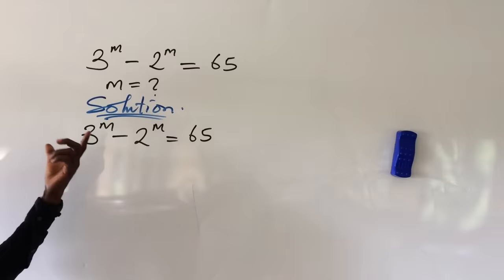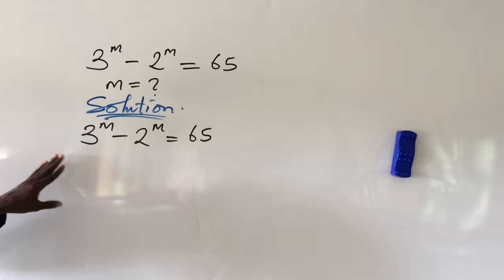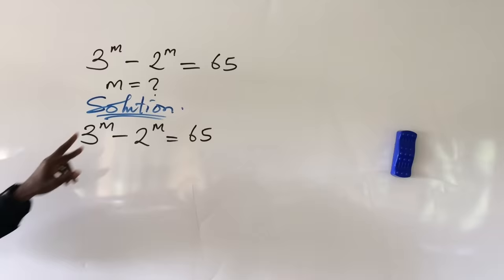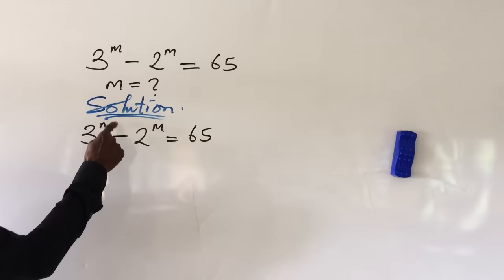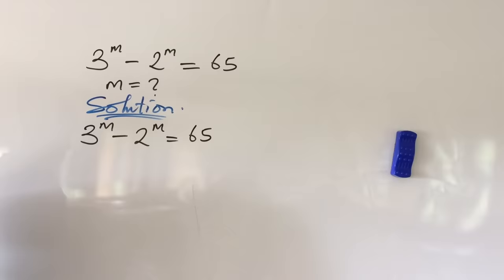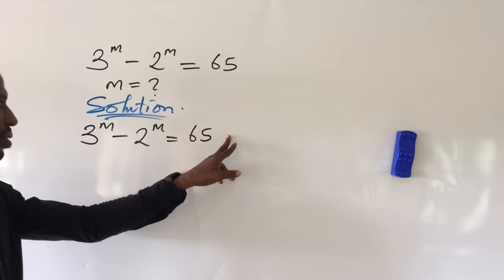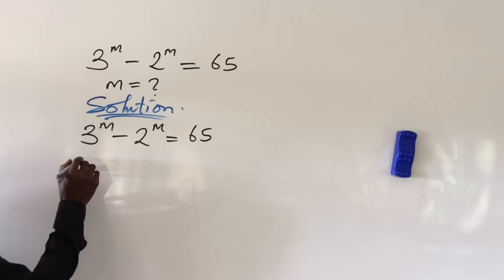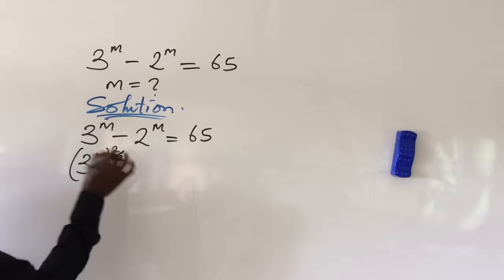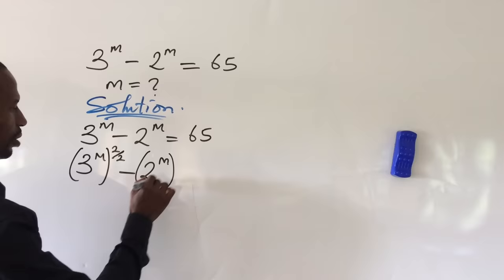But before we can bring in another alphabet in here, we must either deal with the exponent or deal with the base. Here let's handle the exponents. If I decide to square this exponent, or if I decide to square everything here, it means I must also square this. So I want to introduce the square without introducing a square to this other side. And so I can rewrite this expression as 3 to the power of m over 2, all to the power of 2, minus 2 to the power of m over 2, all to the power of 2, equals 65.